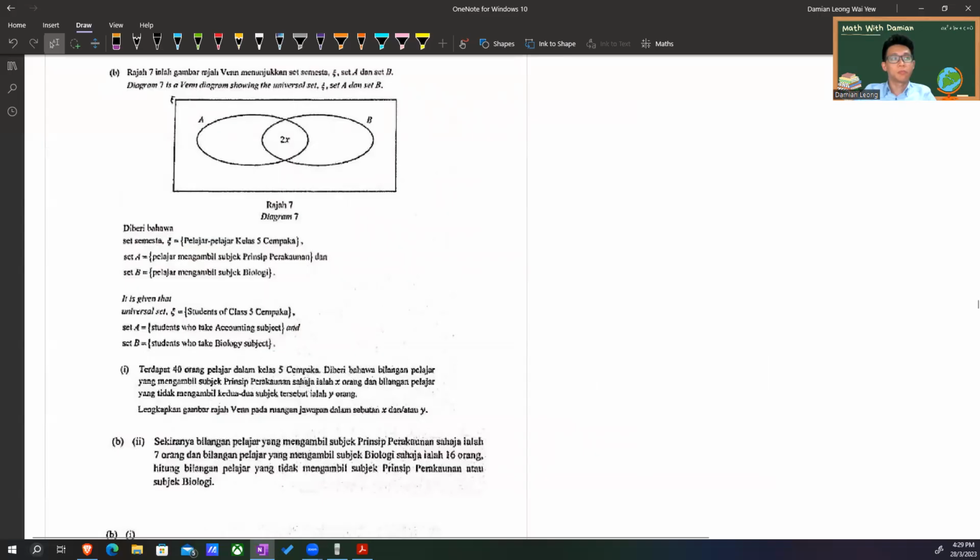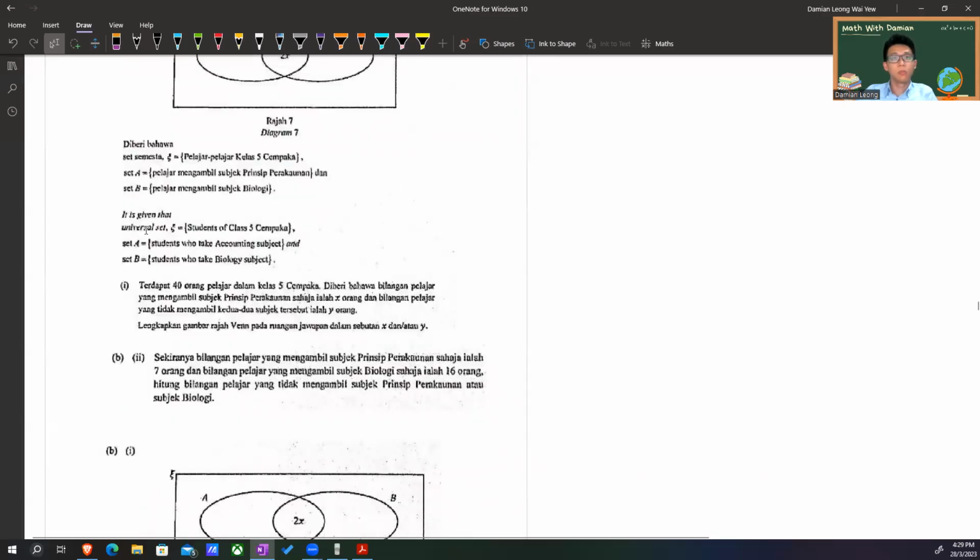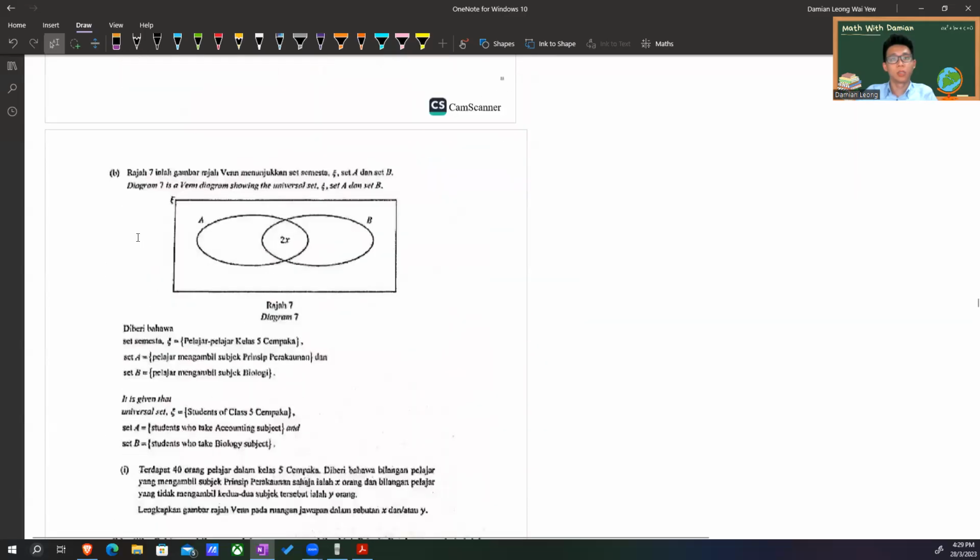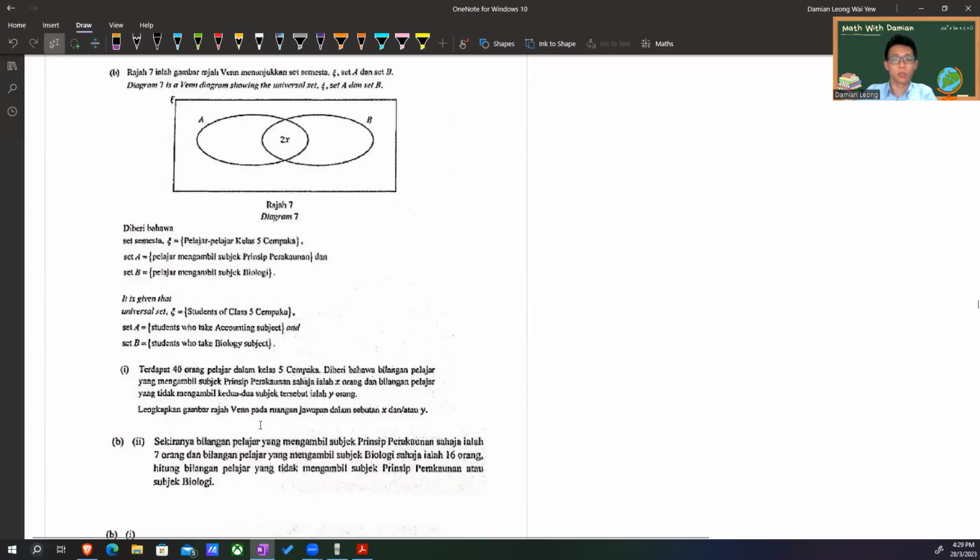And then B. I have a Venn diagram here showing universal set and set A and set B. Set A, students who took accounting subject, and set B, students who took biology subject. Universal set is students of 5 Cempaka. So, this is a bit incomplete question. They just show in Malay. But basically, there are 40 students from 5 Cempaka.